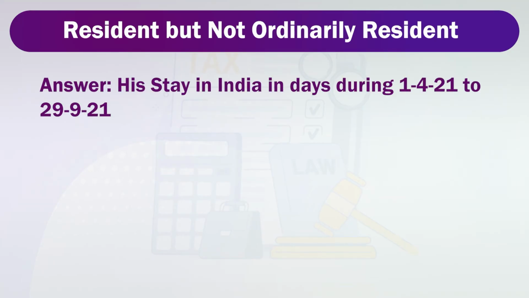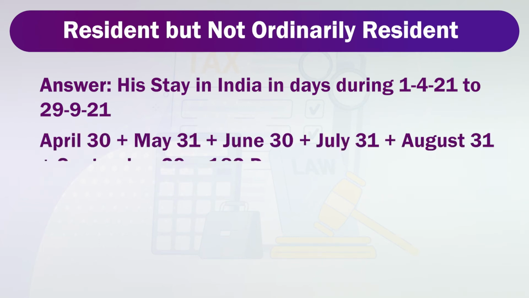For calculation, we need to calculate his stay in India during the previous year. So, his stay in India in days during 1st April 21 to 29 September 2021 will be: for April 30 days, May 31 days, June 30 days, July 31 days, August 31 days, September 29 days, making it total of 182 days.